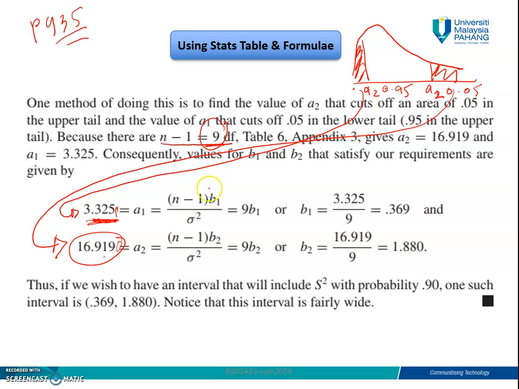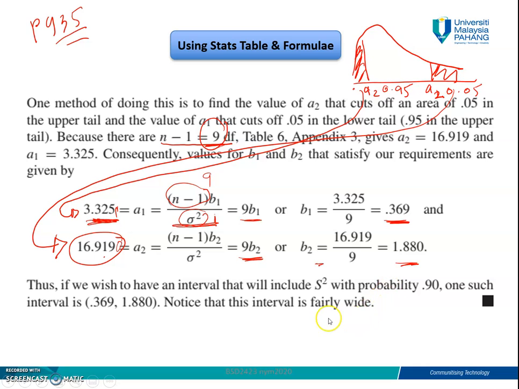Now you know that A1, A2 equal this one, and here you know sigma square is 1. Here is 10 minus 1, which is 9B1, and this one is similar, you get 9B2. Then when you rearrange, you will get B1 equal to 0.369 and B2 is 1.880. So if we wish to have an interval that will include S square with probability 0.9, the interval is between 0.369 and 1.880. That means the S square value is in between this interval.